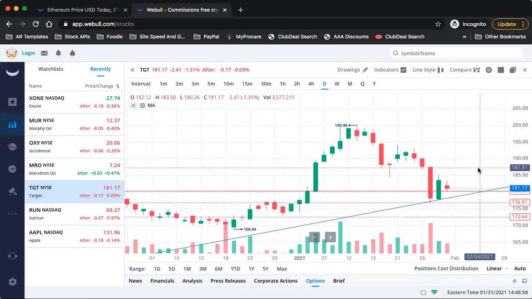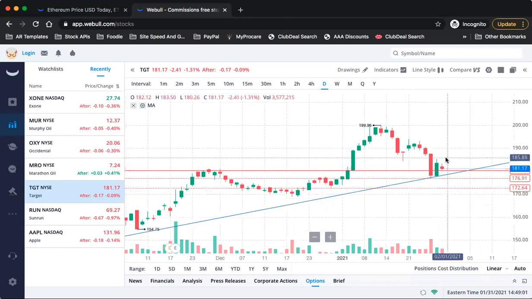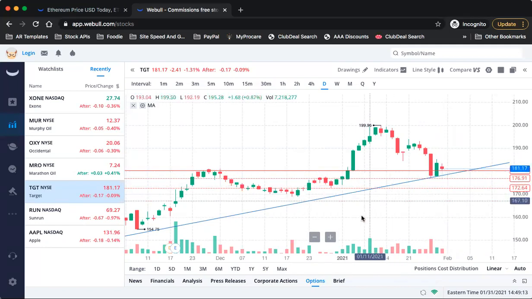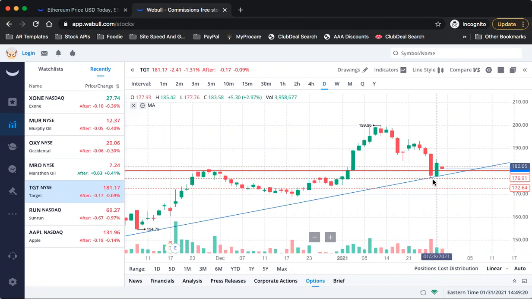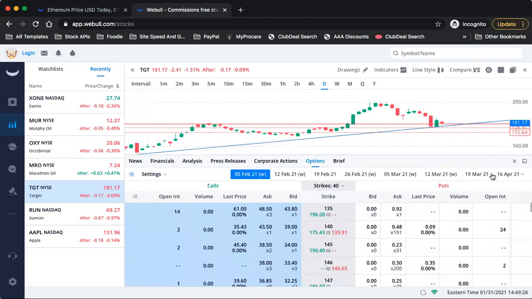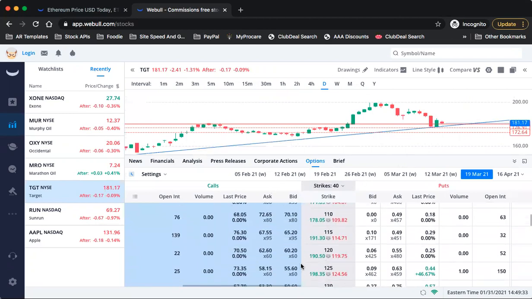So as you can see, I'm expecting Target to either be green on Monday, or at least have a doji or something on Monday. And if it doesn't, if it retests the blue line, that might be a super entry. So Target has dividends on the 16th of February, I believe, or 17th or thereabout, and the earnings report is in March. So I'm expecting some sort of reaction around it. I don't know how far it will go, but if you look at the options real quick here again, I've completely skipped February calls because I don't want to be playing around with this one.